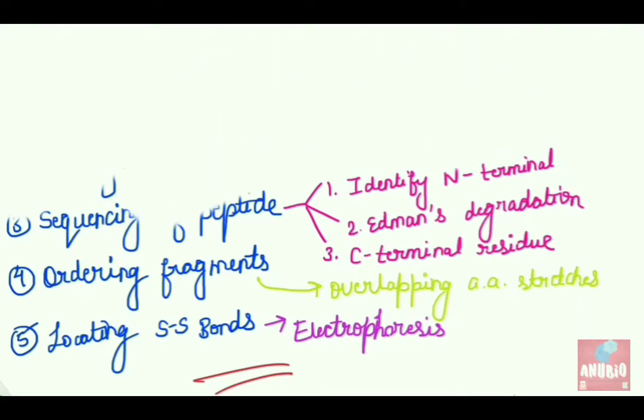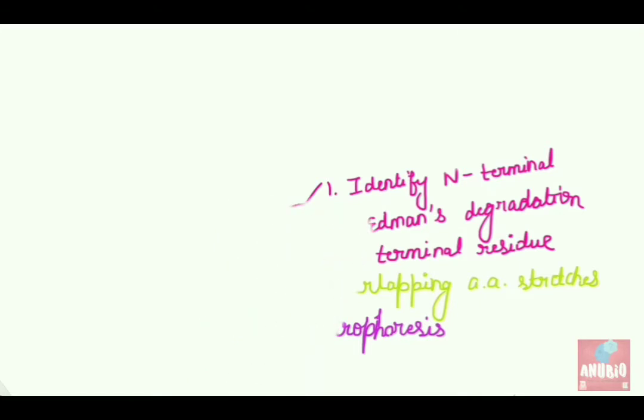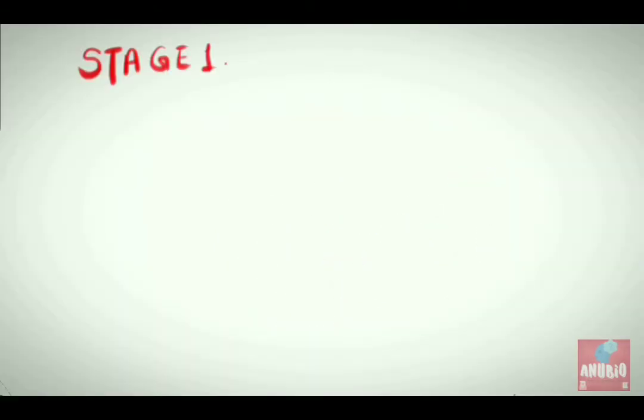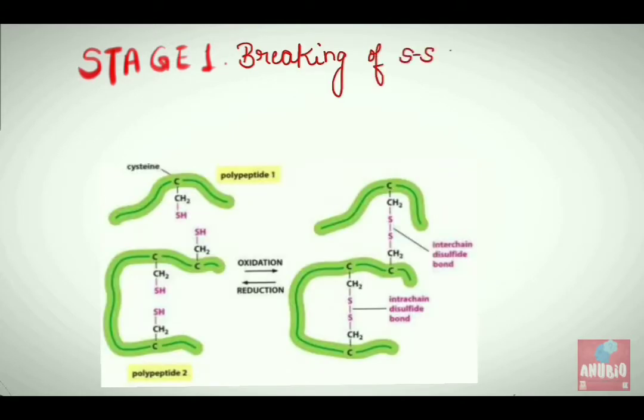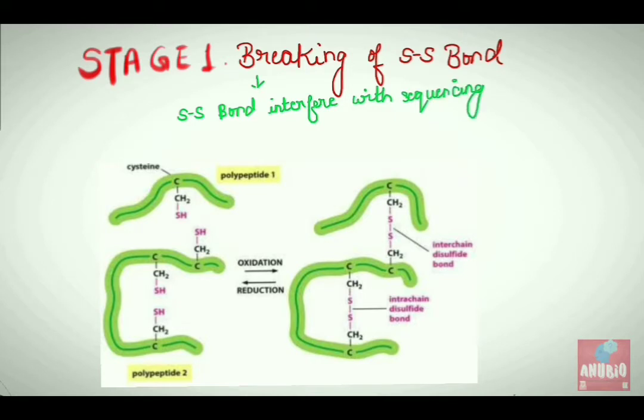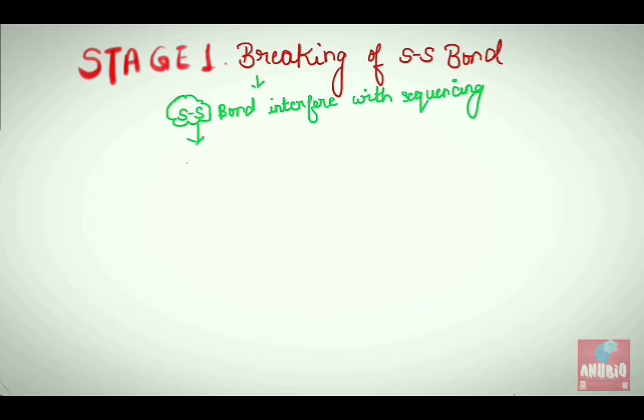So we have studied the 5 basic steps of protein sequencing. Now we will see them one by one, starting from step 1, which is breaking of the disulfide bond. Why does the disulfide bond need to be broken before cleavage of the polypeptide? Why is it not done directly? We do not cleave the peptide bond directly because the disulfide bond interferes with the sequencing. To avoid this problem, the disulfide bond should be cleaved, because it does not allow the release of amino acids from the peptide.